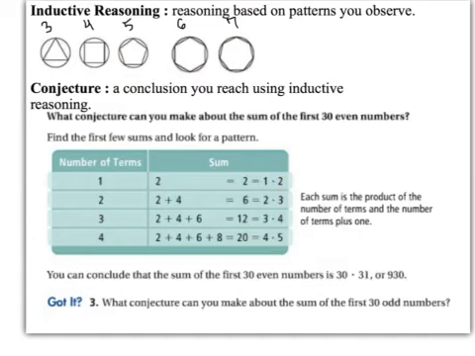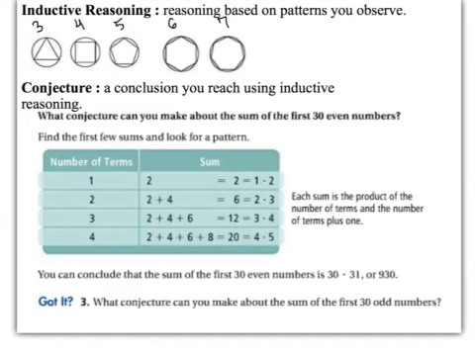Therefore, we can make the conjecture that the sum of the first 30 even terms is 30 times 31, which is 930. So the same as these simple examples, when there were 4 terms, we did 4 times 5. Here it's asking for 30 terms, so we can do 30 times 31, which is 930.